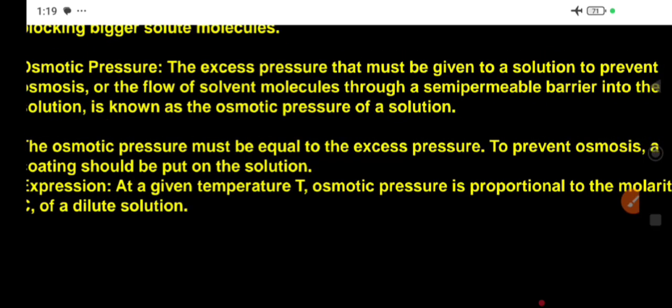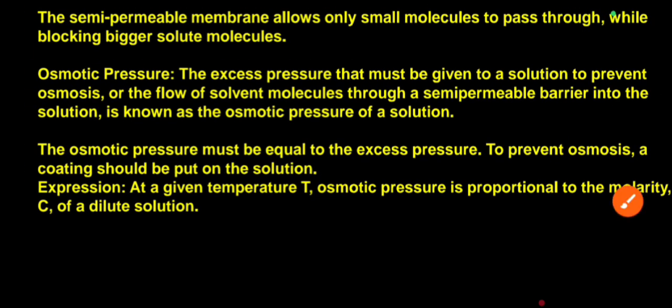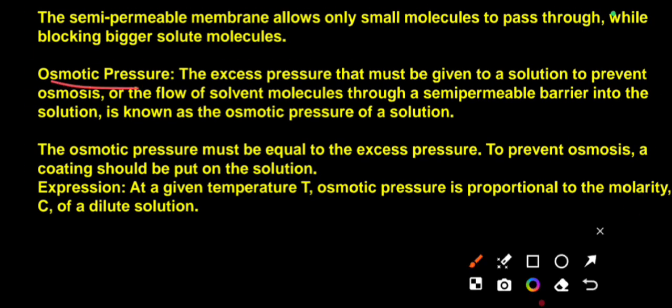So our next topic is osmotic pressure. Actually, what is osmotic pressure? In this we have to prevent the osmosis. So how can you prevent the osmosis? By applying some excess pressure. Okay, if you apply the excess pressure, then you can prevent the movement of water. Where do you have to apply it? You have to apply it on the solution, so that there is no movement of solvent molecules through a semi-permeable membrane. This is called osmotic pressure.